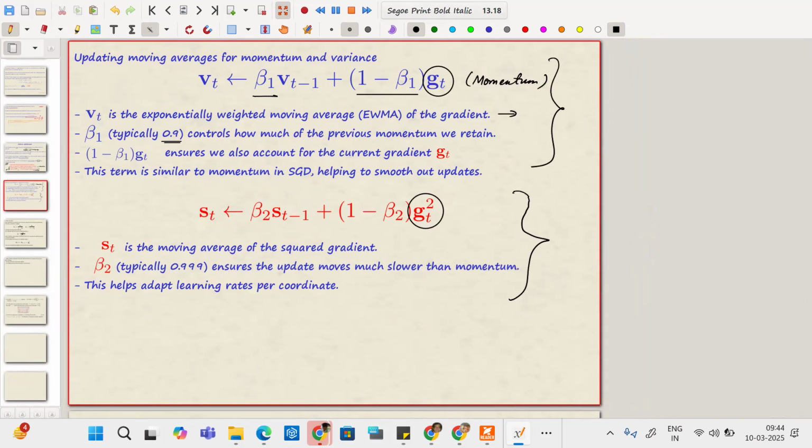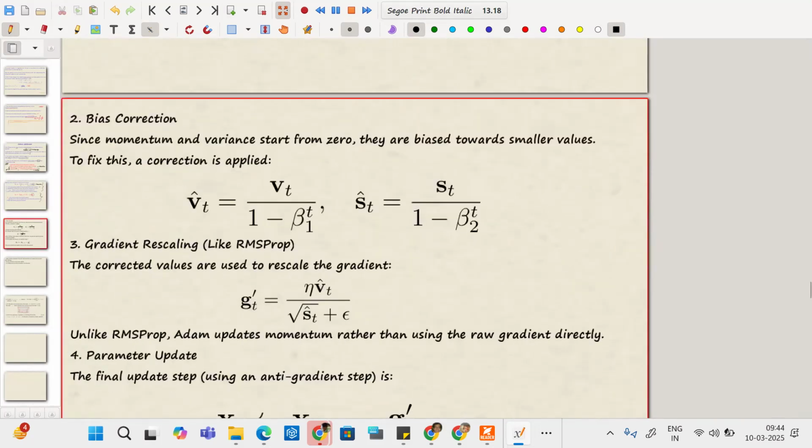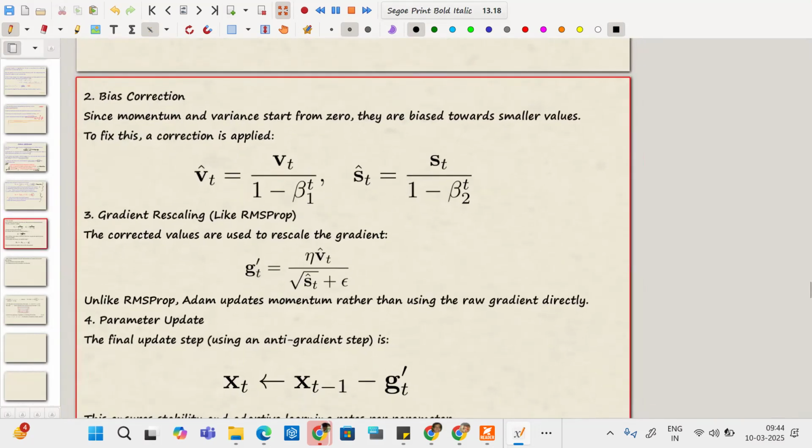So now the question is, using the momentum based method we got V_t, using the RMSProp method we got S_t. Now how is the Adam optimizer making use of this V_t and S_t? That's the question. You can see we are doing some bias correction here. That is the next step.